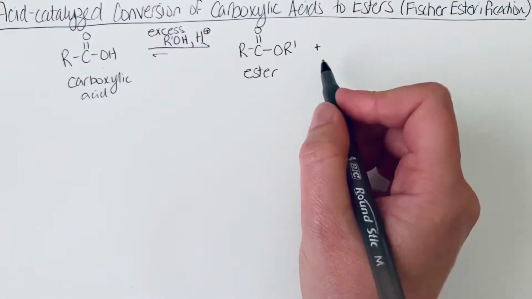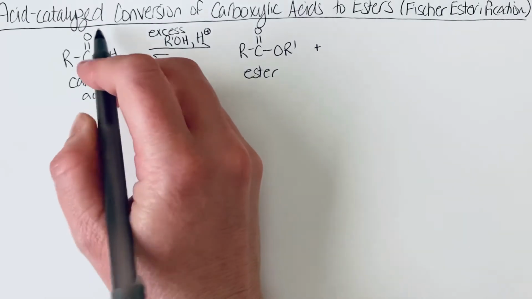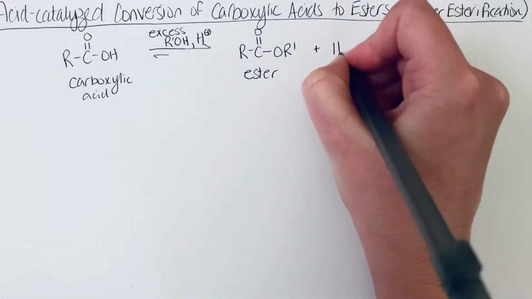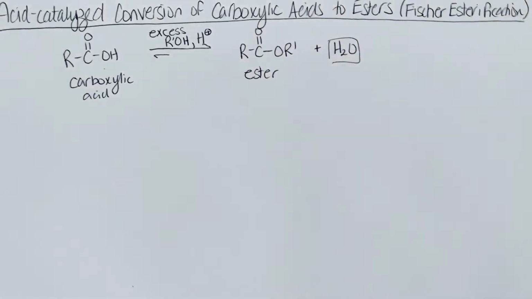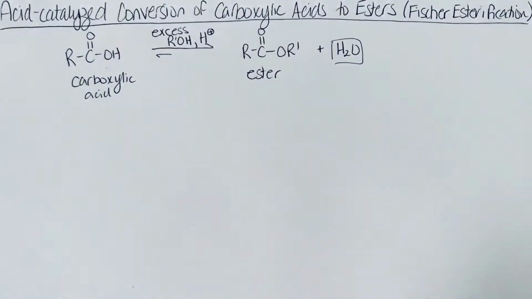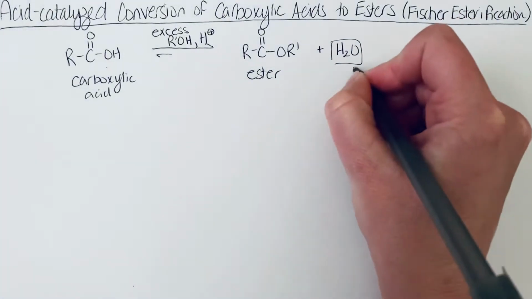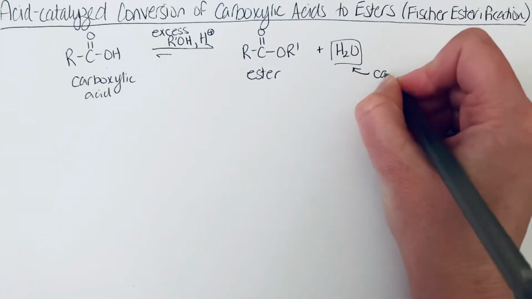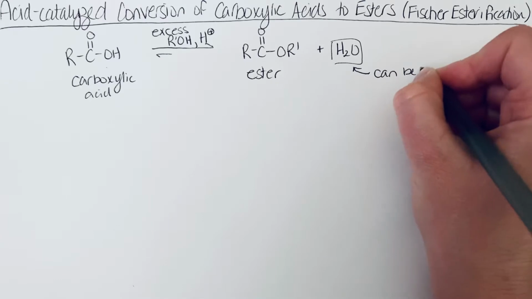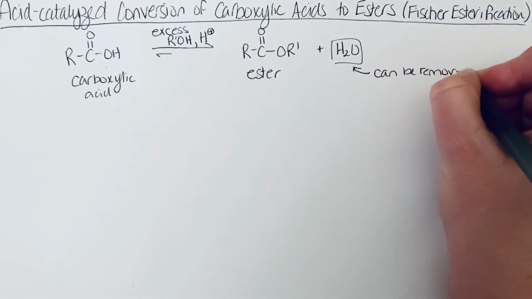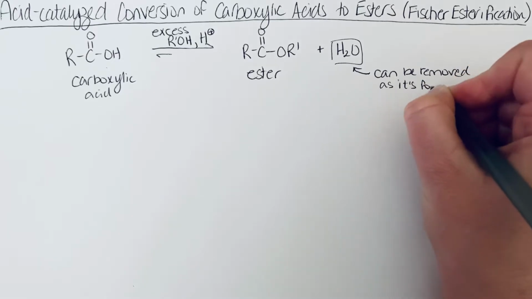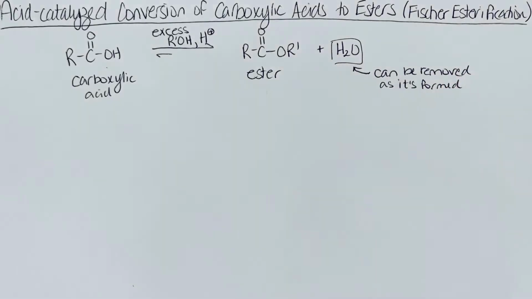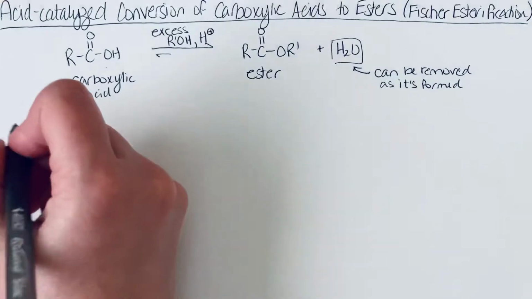The other byproduct of the reaction, when this OH leaves under acid-catalyzed conditions, it leaves as water. So this is a byproduct. And so another way that you could push this equilibrium forward is maybe to remove the water as it's formed. So this can be removed as it's formed. So let's take a look at an example.